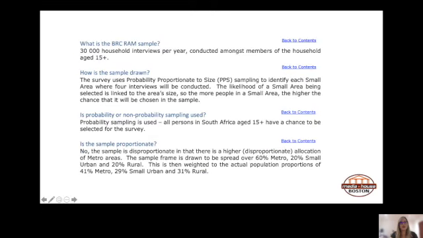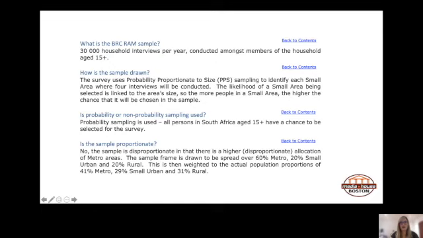And then, as mentioned, you have to be over 15 to be able to take part in the sample, and that's the average households that they look at. And as mentioned, there's about 61,000 people, that's individuals rather, that form part of this sample study, everyone aged 15 plus. The samples are drawn by using the probability proportionate to size sampling, so the PPS, to identify each small area where the interviews will be conducted.